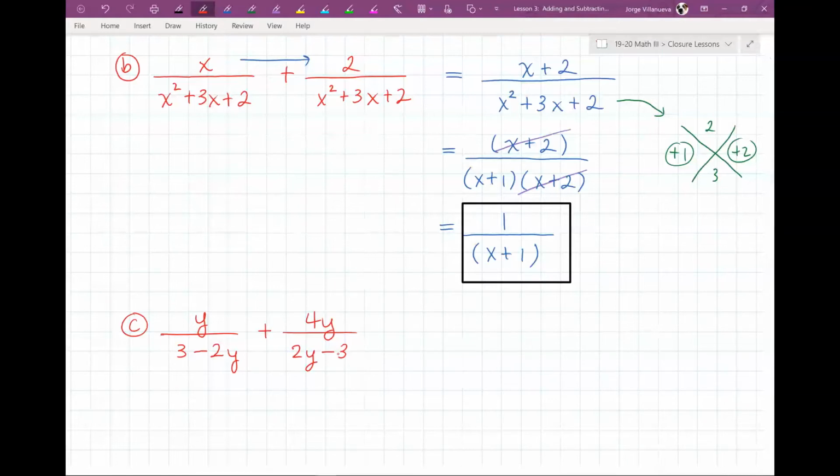Okay, because when you look at this, you're going to say, well, wait a minute, these two denominators are not the same. And you said that we're going to be doing same denominators. And that's true. They are not the same, but they are almost the same.